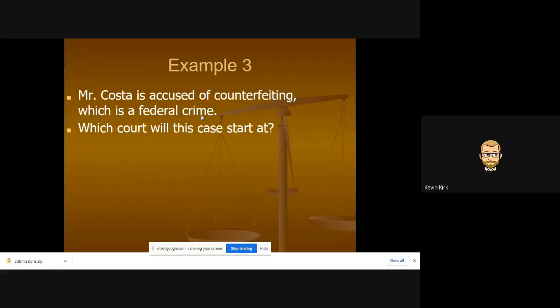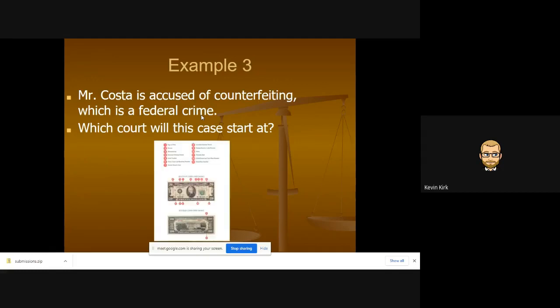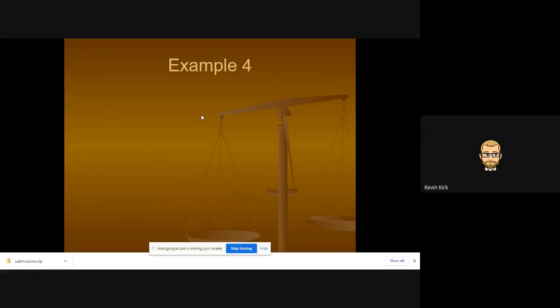Example number 3. Mr. Costa is accused of counterfeiting money. This is a federal crime. What court will this case start at? Well, counterfeiting, it's a felony. Those are jury trials in the federal system. That is U.S. District Court. U.S. District Court for counterfeiting.